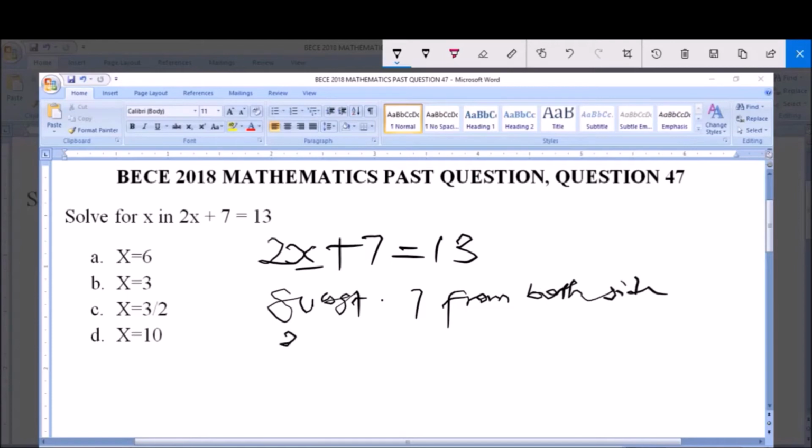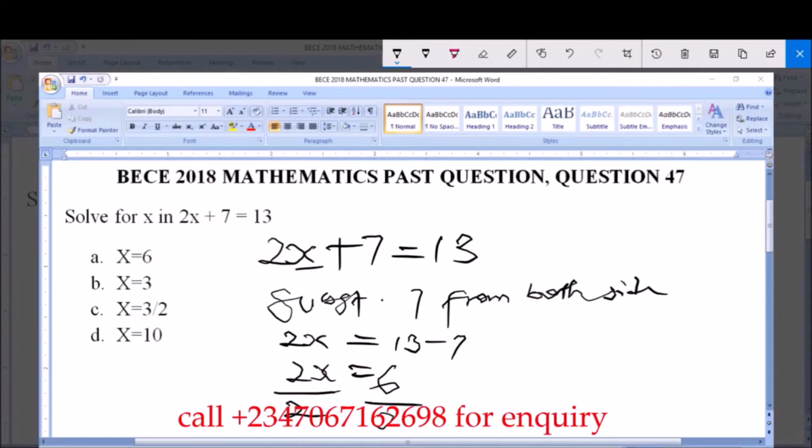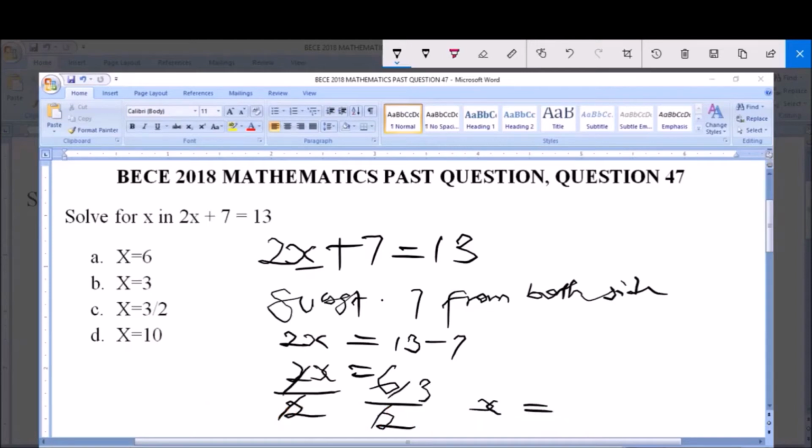And so we have that 2x is equal to 13 minus 7, since 7 minus 7 gives us 0. Then 2x is equal to 6. Now, to find x, we simply divide both sides by the coefficient of x. And the coefficient of x is 2. So we divide both sides by 2, and we cancel this 2 here. We have that x is equal to 6 divided by 2, which gives us 3. So x is equal to 3.